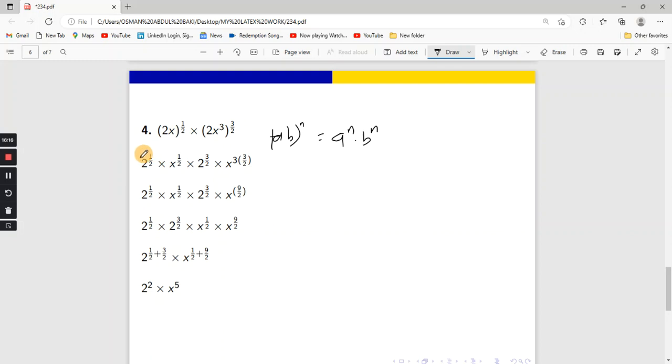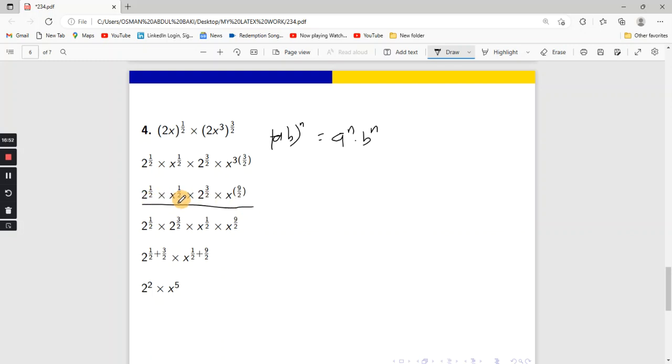So here after evaluation you will have 2 raised to the power 1 over 2, because each term will be taken up. Each term will be taking the power. We have 2 raised to the power 1 over 2 times x raised to the power 1 over 2 times 2 raised to the power 3 over 2, and here too x cubed will multiply the power 3 over 2. And remember 3 times 3 over 2 is 9 over 2, so we have 9 over 2. So this is a term after simplification.